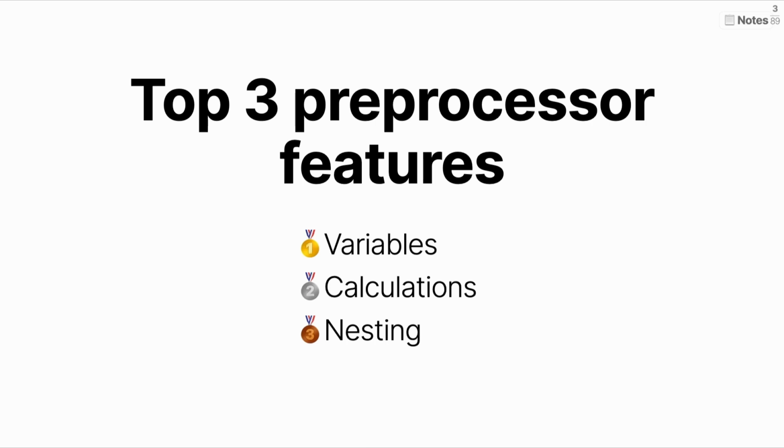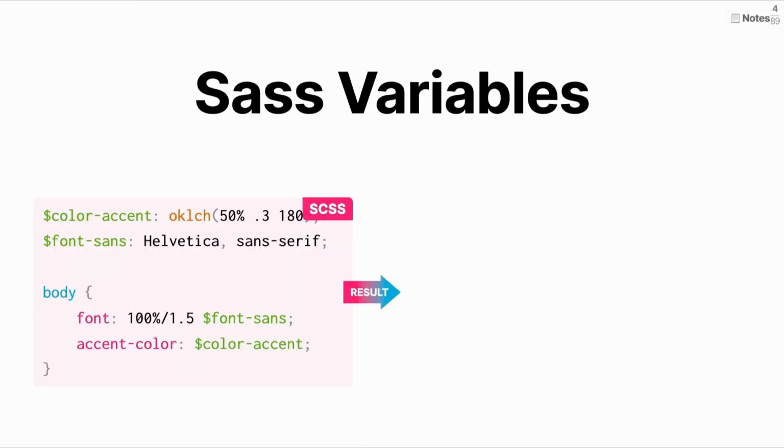And you might notice that all 3 have something in common. They're all about reuse. Variables and calculations are about value reuse, and nesting is selector reuse. I mean, this is what CSS was desperately lacking, and to some extent still is: reusability mechanisms to make it more maintainable. So let's look at each of these 3.